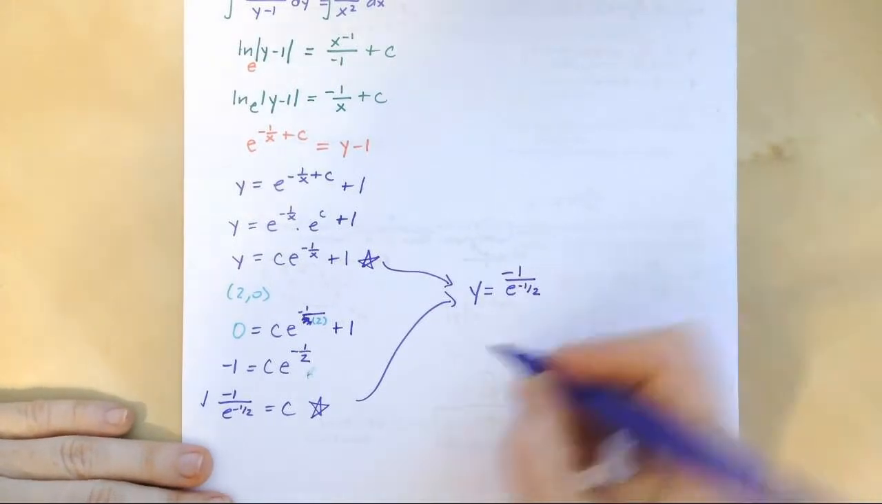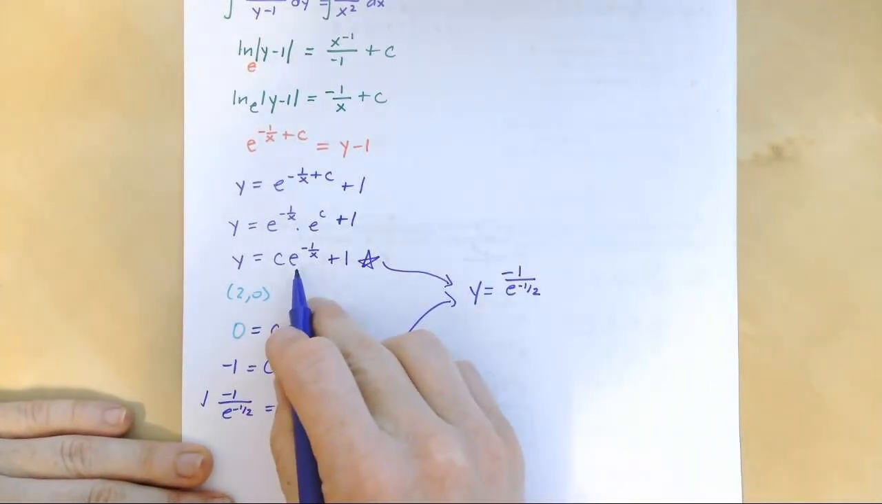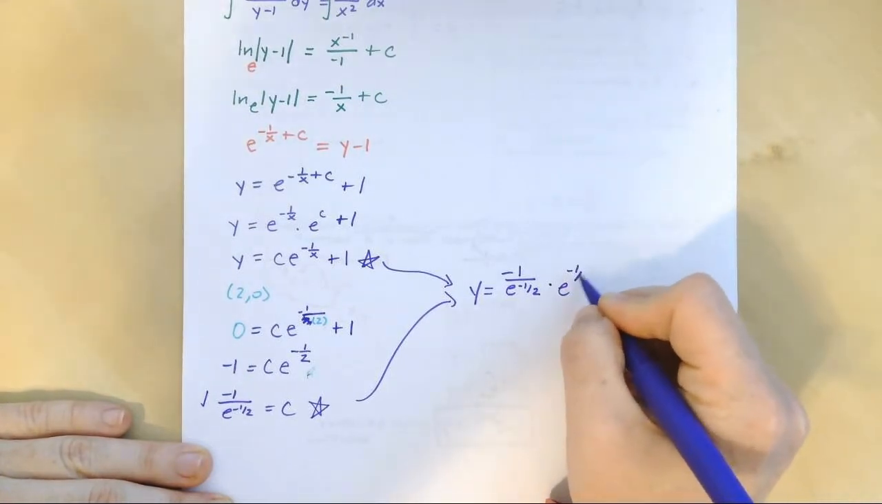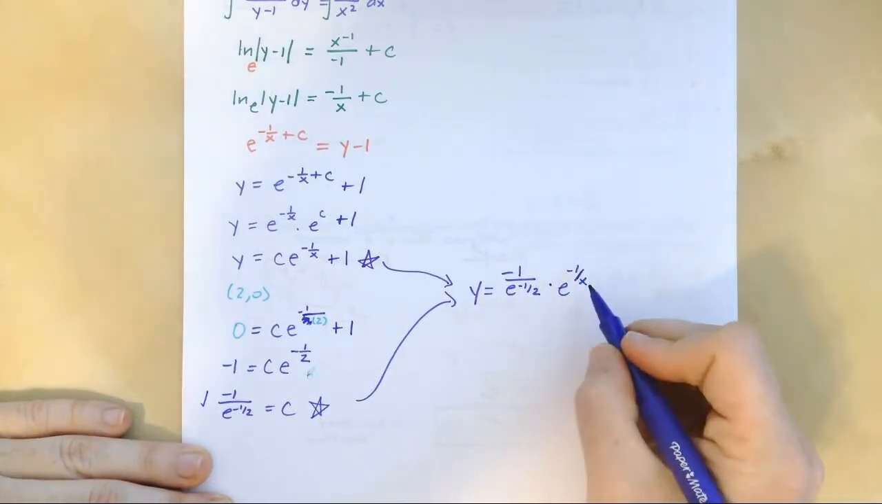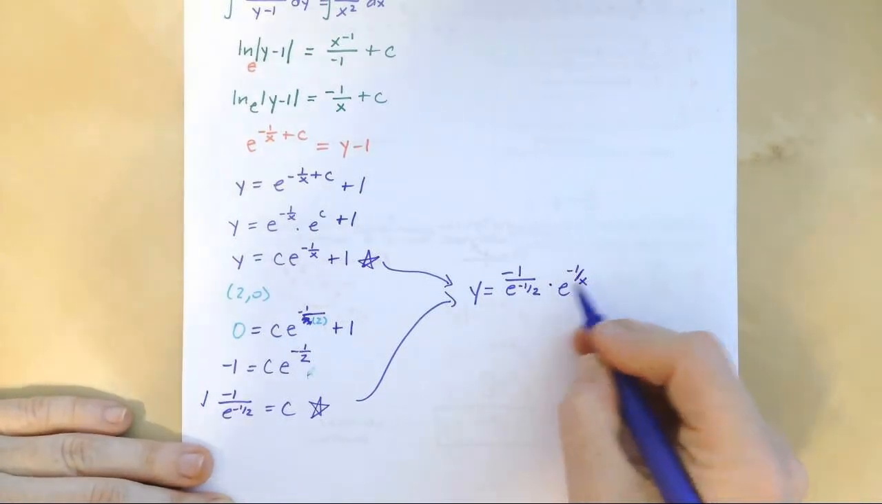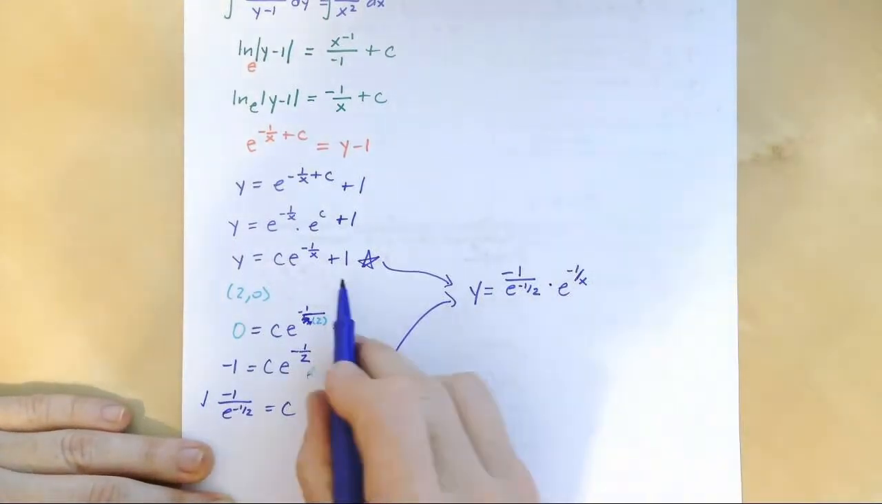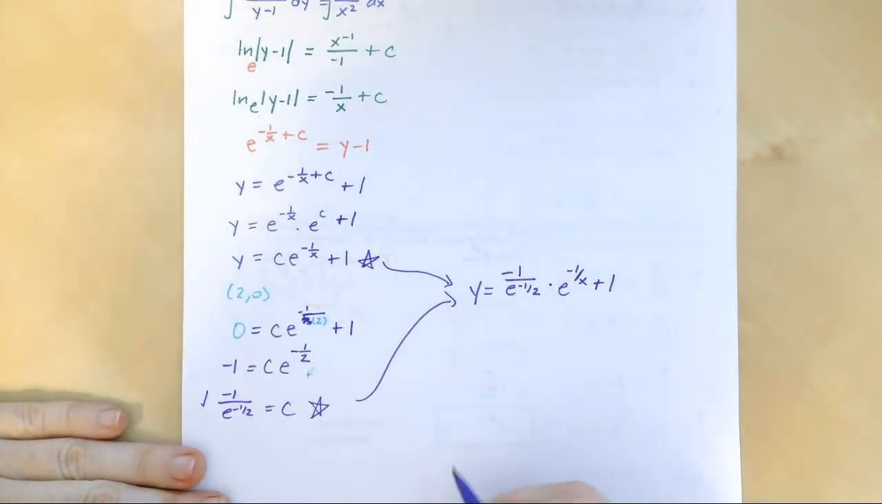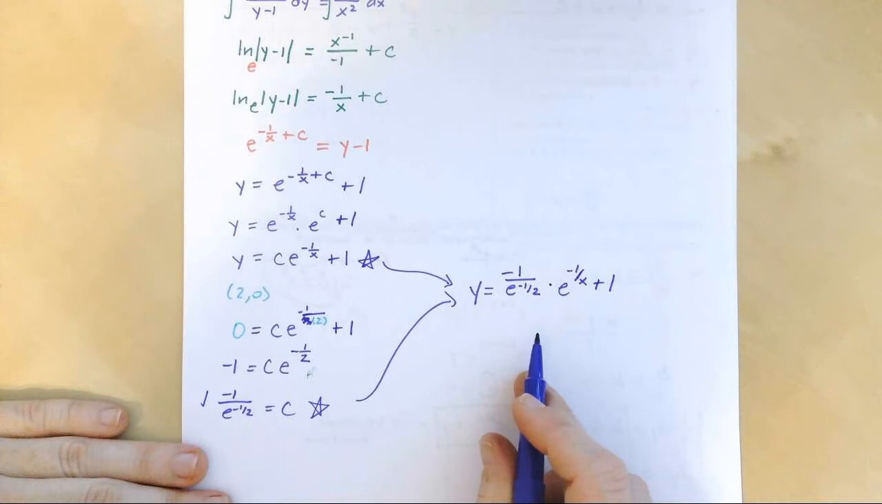And then we have times e to the negative 1 over x. I don't know why I just wrote that fraction that way. I hate writing it this way, and I just did. Okay, plus 1. Cool, and then we're done. You just have to plug in your c.